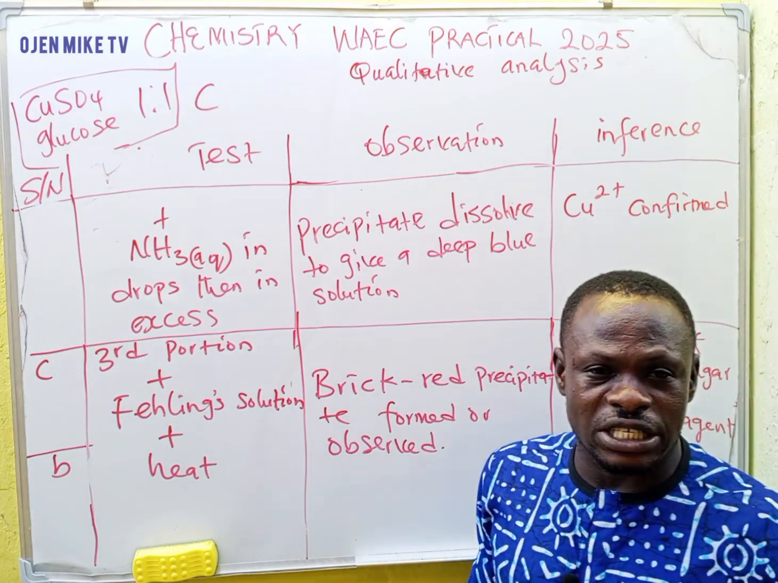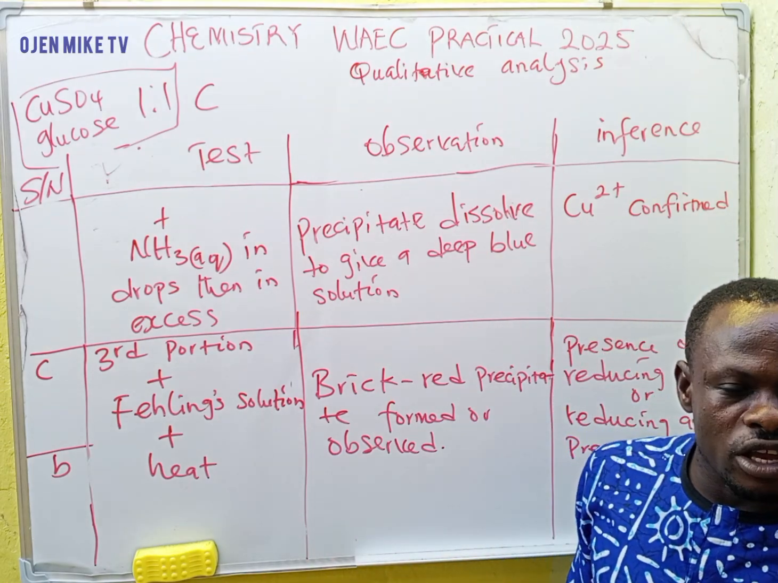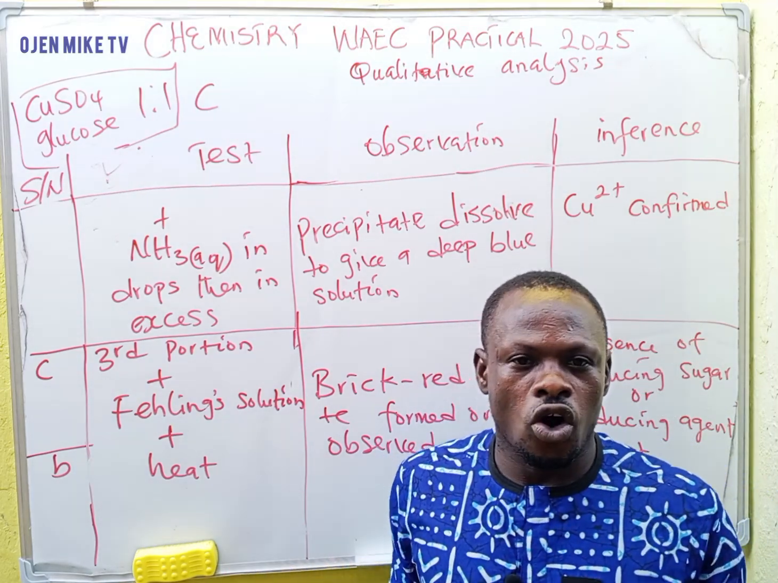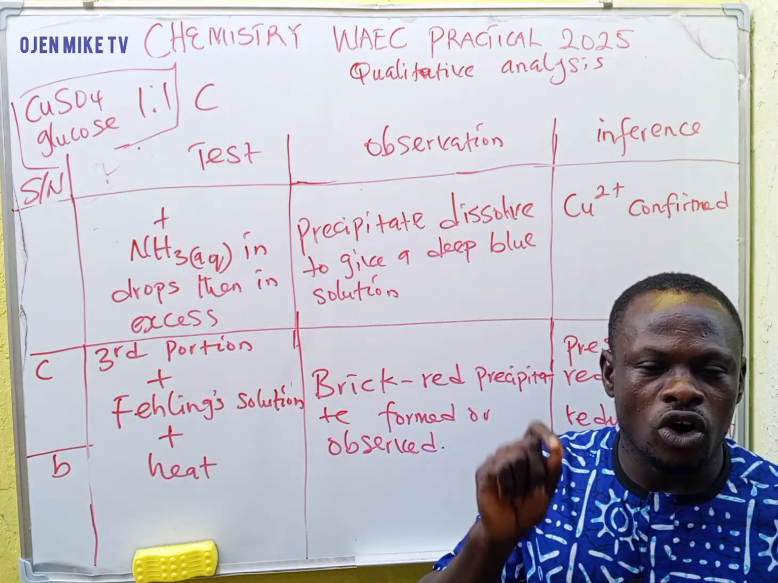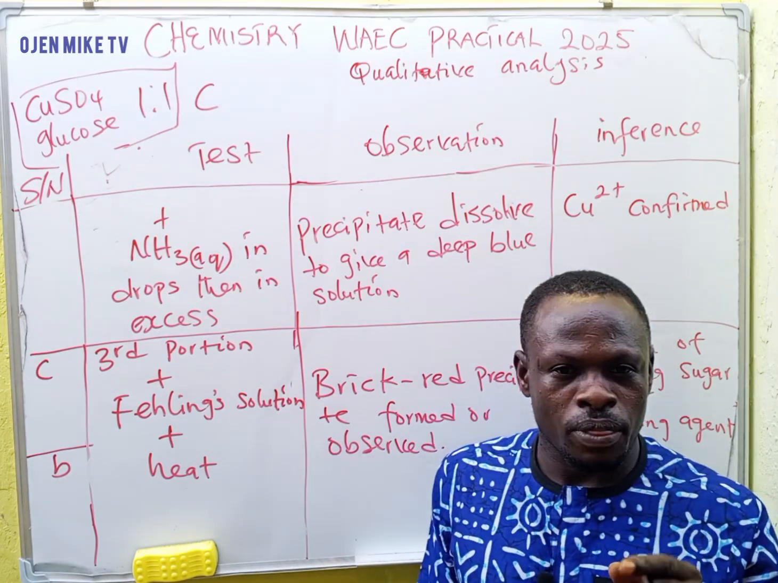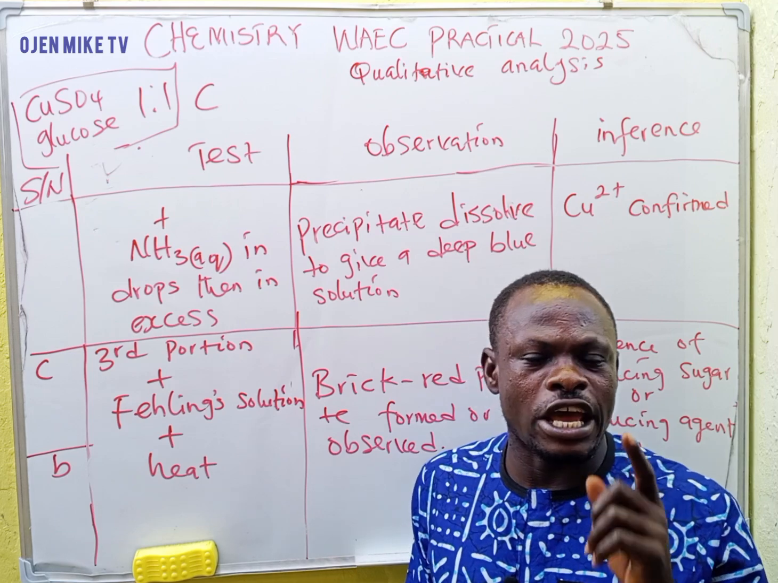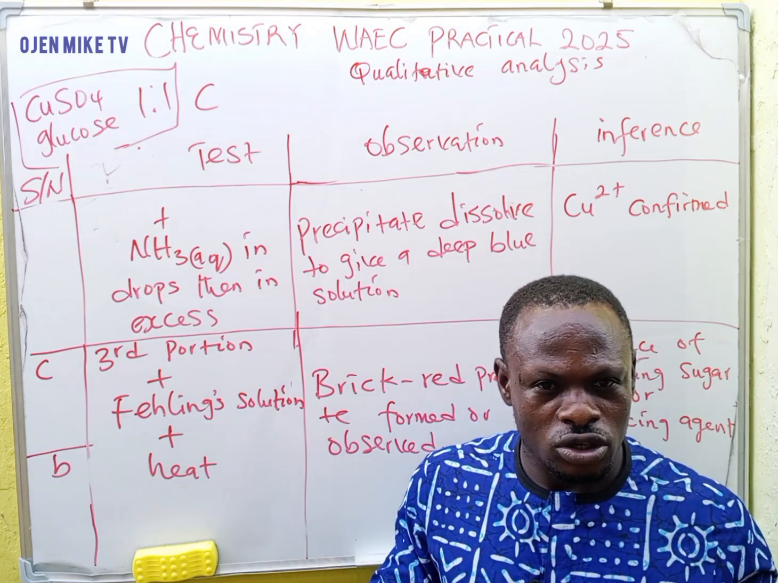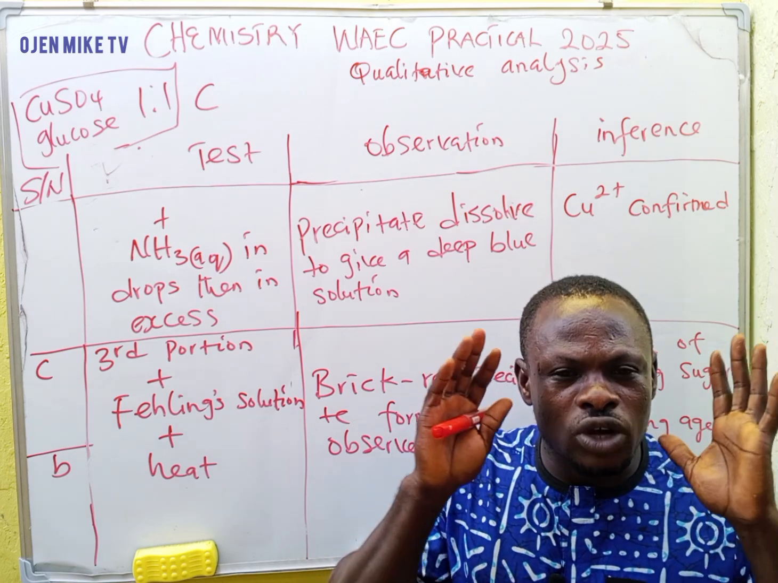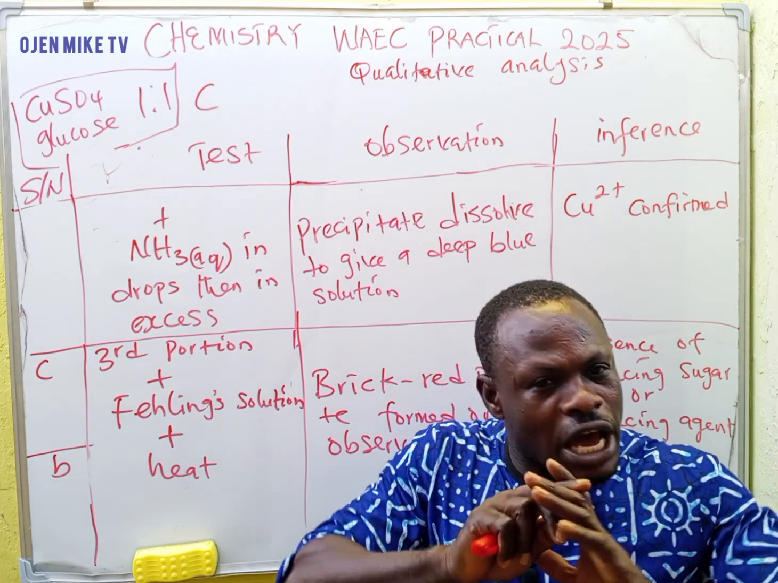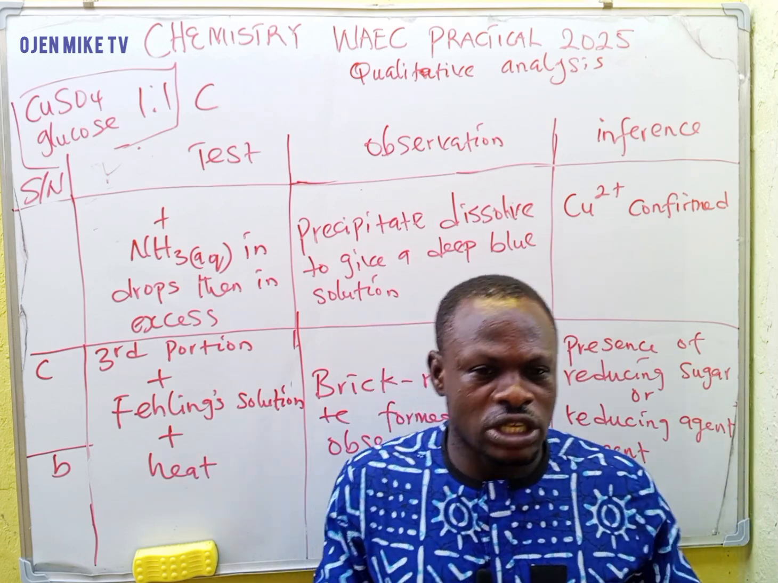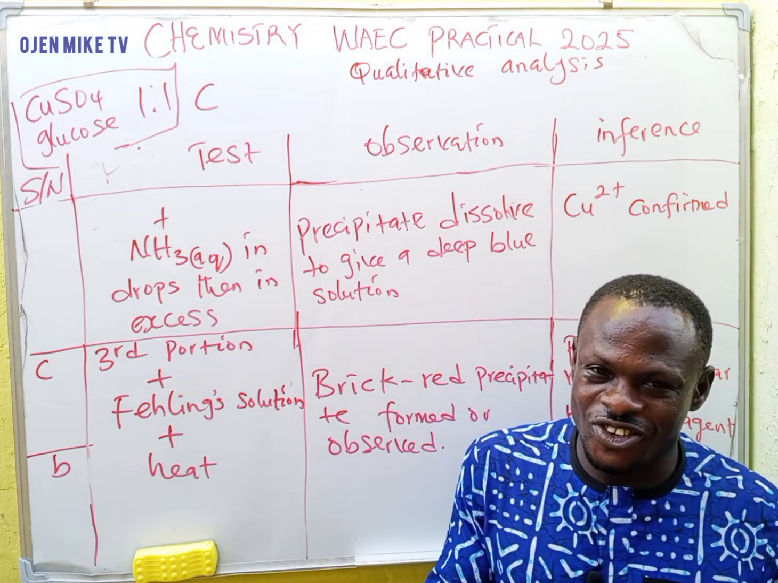For volumetric analysis, that is titration, I have already made a video concerning that. If you have not seen it, just check the Ojemike YouTube channel, or go direct to Facebook and type Ojemike online chemistry. If you are a chemistry teacher and you don't know how to get the endpoint through calculation, you can just private chat me. I will teach you how you can always get your endpoint without doing titration. But that one, of course, we'll discuss.